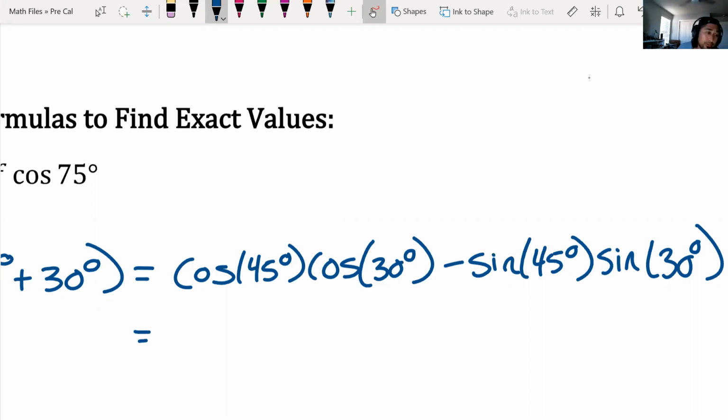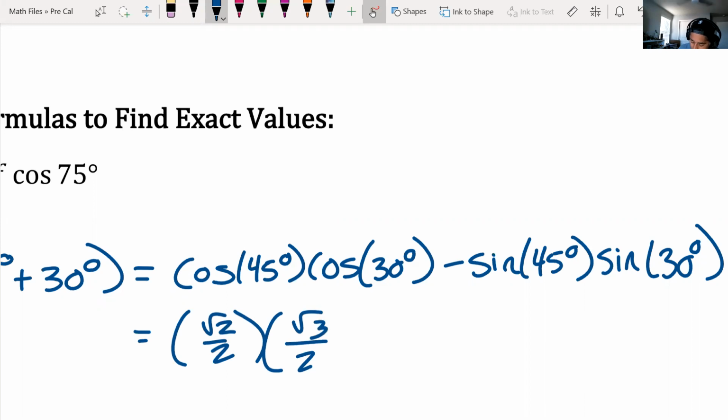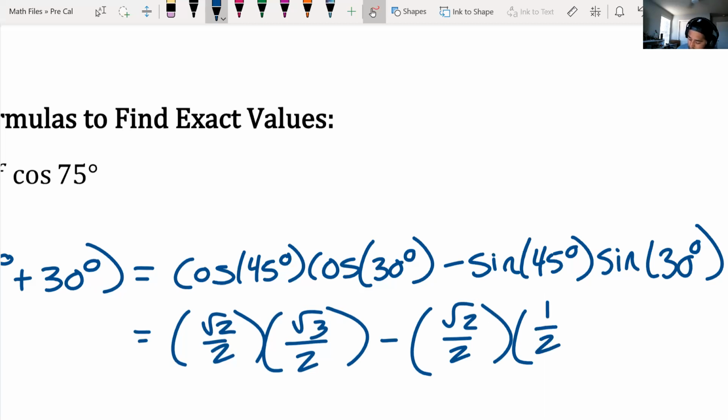What is cosine at 45 degrees? Square root of 2 over 2. Good. What is cosine at 30 degrees? Radical 3 over 2. Good. Minus, what's the sine at 45 degrees? Square root of 2 over 2. And what is the sine at 30 degrees? 1/2. There you go.